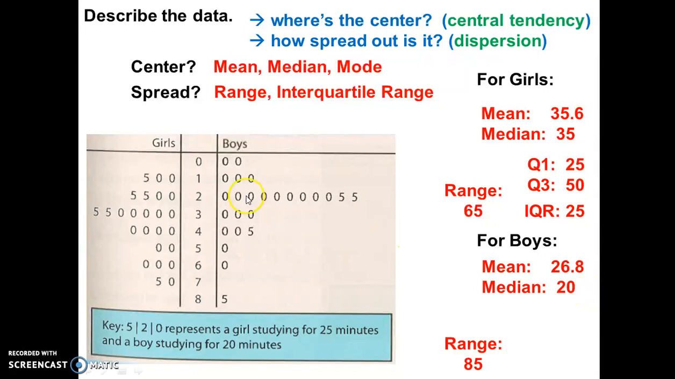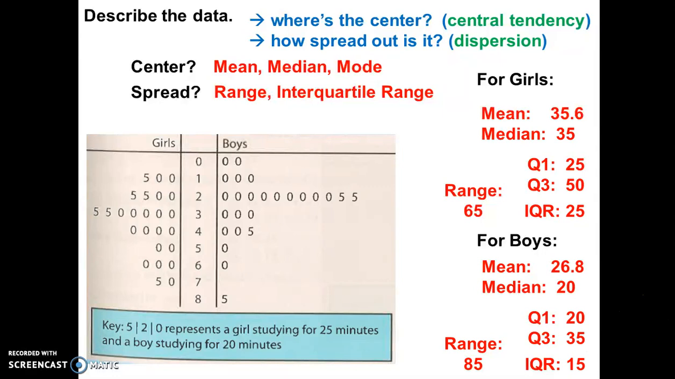The range is 85. It goes from a minimum of 0 to a maximum of 85. So that's a range of 85. And for the IQR, using a Q1 of 20 and a Q3 of 35: quartile 1 is 20, the halfway point to the median, right? And then Q3 is from the median to the end, the halfway point, which is 35. So our IQR, or interquartile range, is 15.